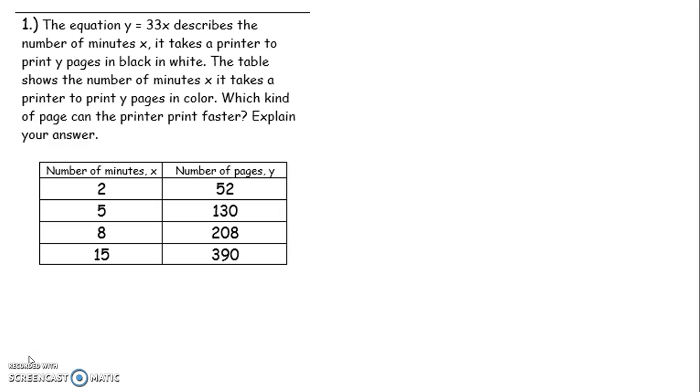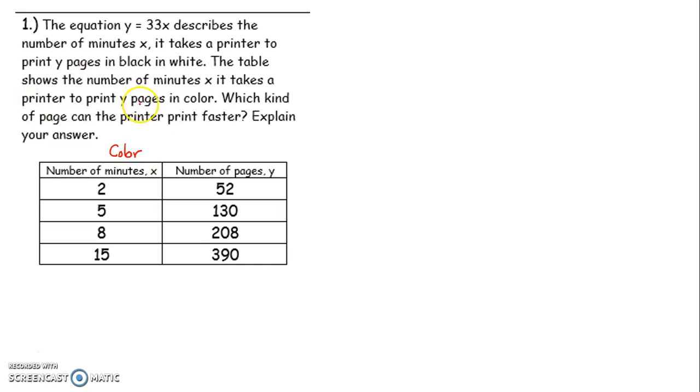All right, let's take a look at number one. Again, this is from CR 27, Lindsay. Number one says the equation y equals 33x describes the number of minutes x it takes a printer to print y pages in black and white. The table shows the number of minutes x it takes a printer to print y pages in color. Which kind of page can the printer print faster? Explain your answer. Okay, so they give you a table to describe the colored pages.